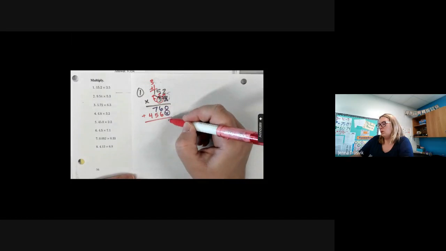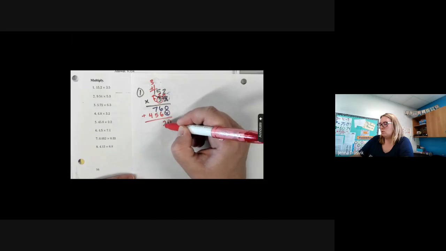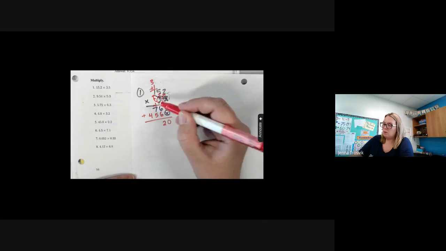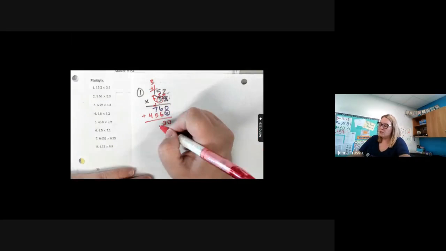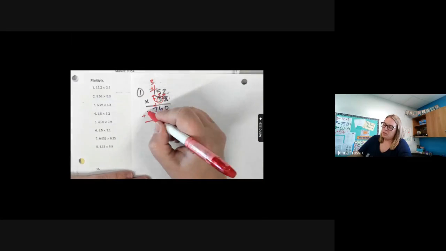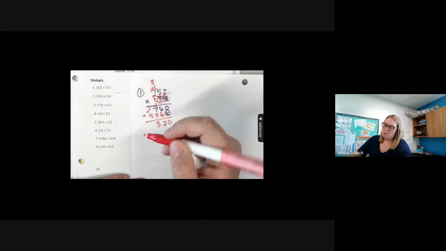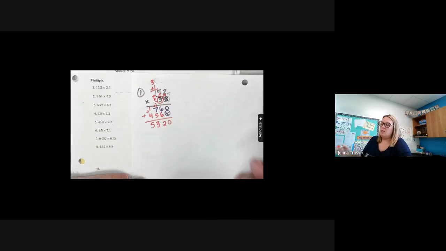So 0 plus 0 equals 0. 6 plus 6 equals 12. I have to carry my 1. 1 plus 7 plus 5 equals 13. I put 3 down below. I carry my 1. 1 plus 4 equals 5. Now, I've gotten to my final answer.